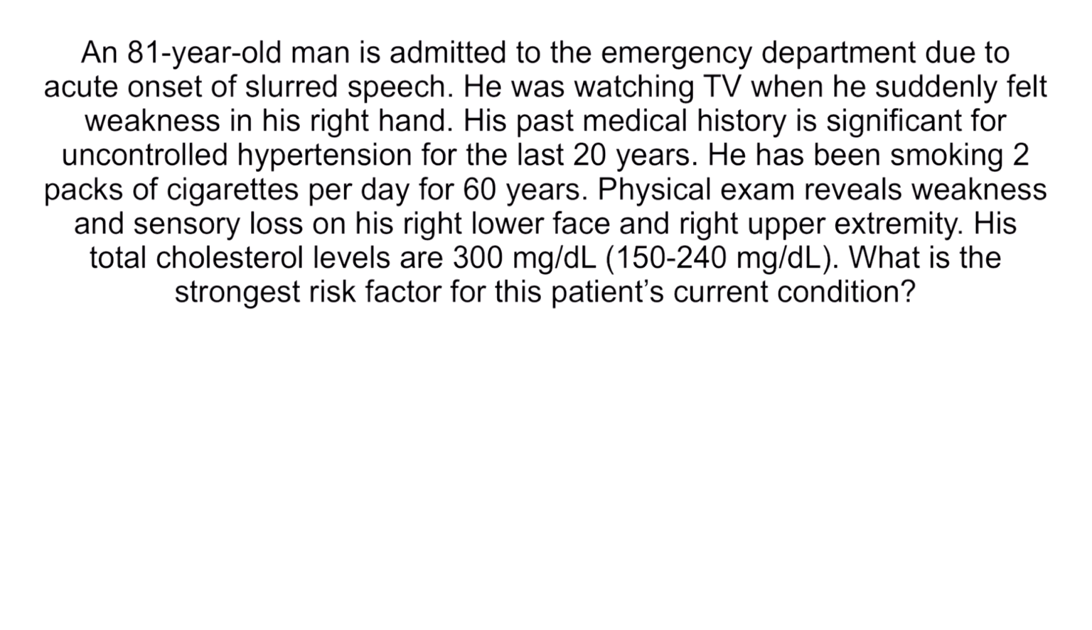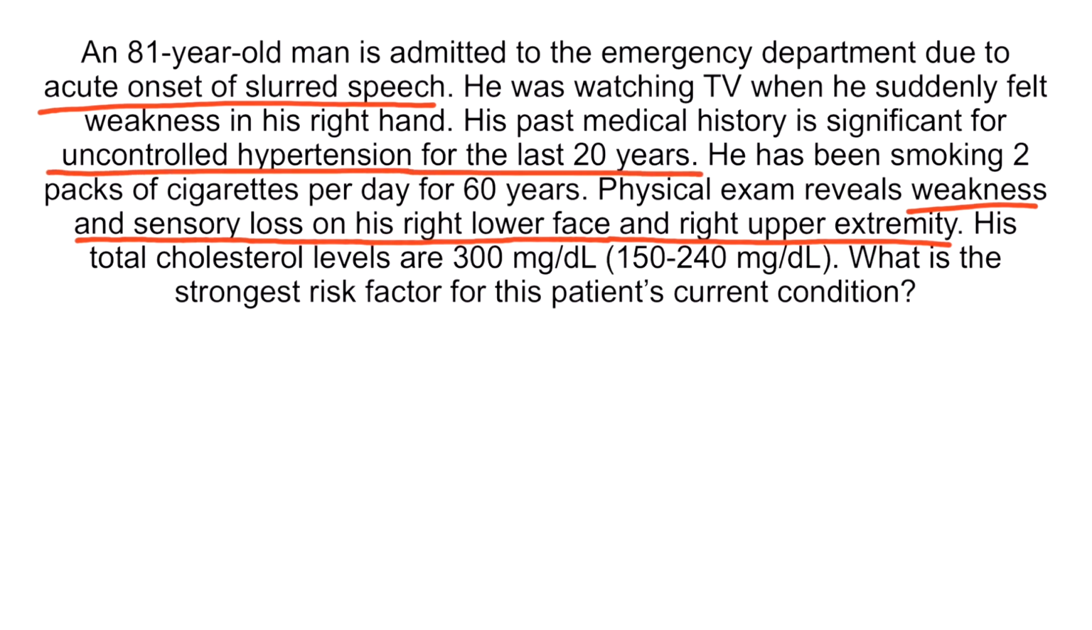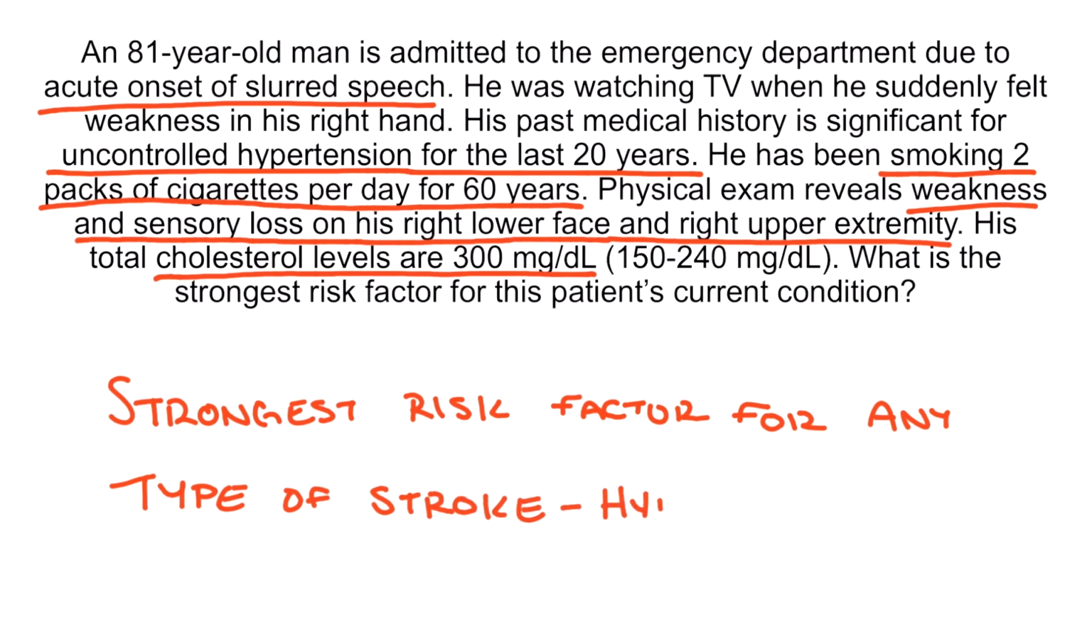This patient presents with acute onset of slurred speech. The physical exam reveals weakness and sensory loss on his right lower face and right upper extremity. This is a classic description of the left middle cerebral artery stroke. The patient has multiple risk factors for ischemic stroke. First, he has uncontrolled hypertension for the last 20 years. Additionally, he has been smoking 2 packs of cigarettes per day for 60 years. He has hypercholesterolemia. The question asks which one of these is the greatest risk factor for stroke. Let's recall that the strongest risk factor for any type of stroke is hypertension.